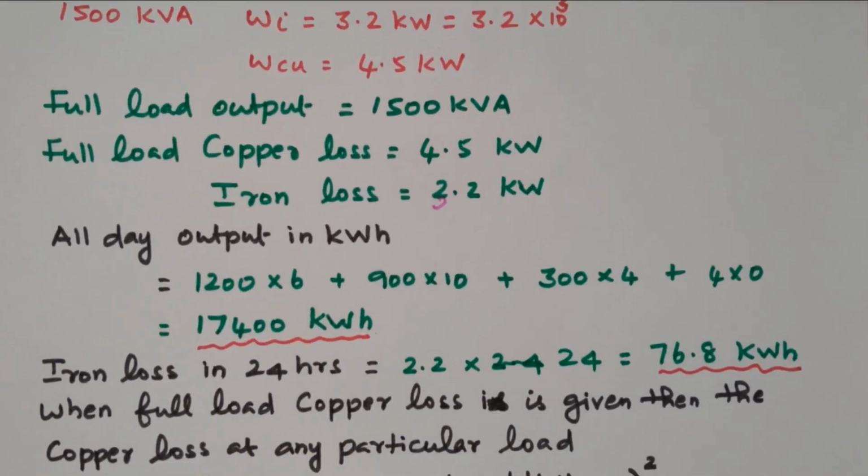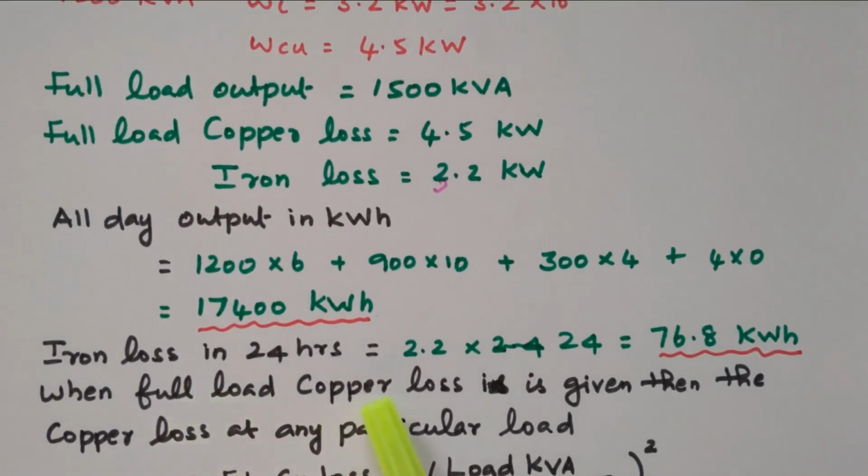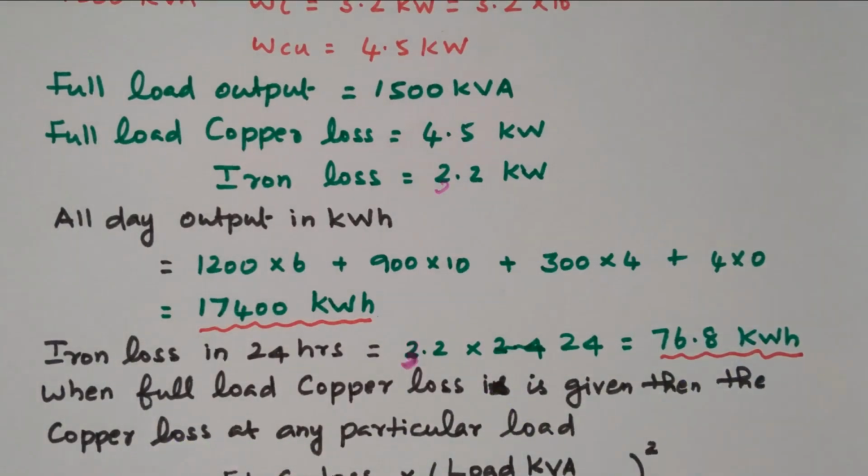Right. So the iron loss for 24 hours is 3.2 into 24, that is 76.8 kilowatt hour. So now we calculated the output and iron loss for 24 hours.